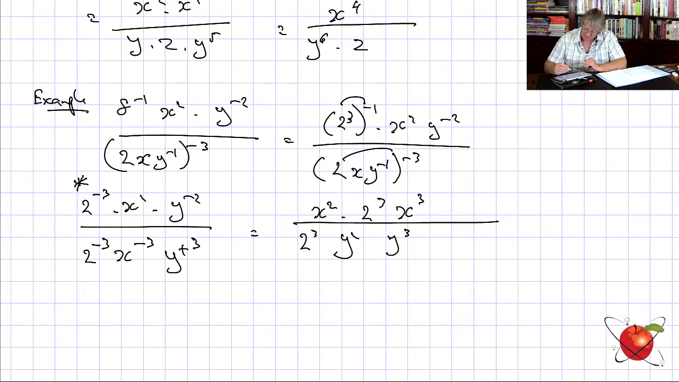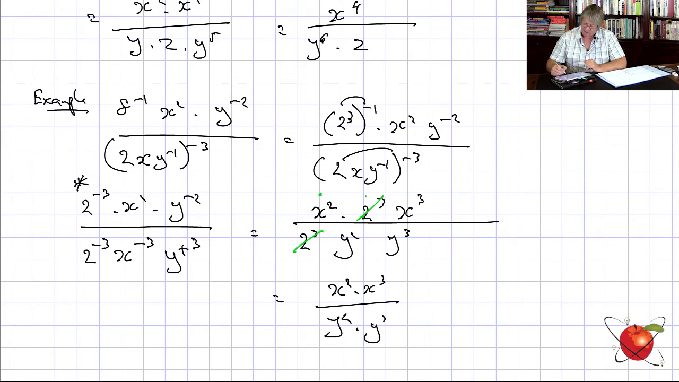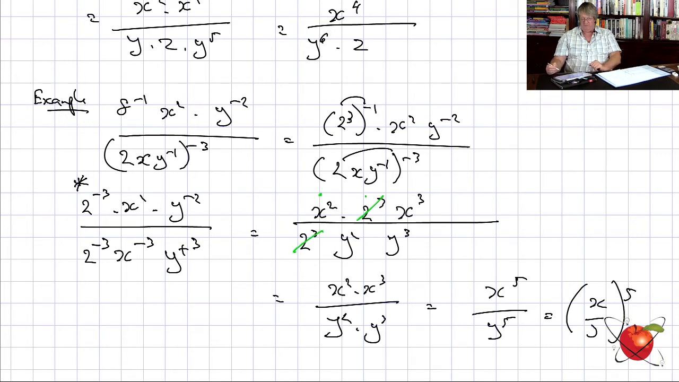Let's cross cancel. X squared, no, nothing underneath. 2 cubed, yes, with it. X cubed, no, nothing underneath. The net result is we're ending up on top with x squared, x cubed, over y squared times y cubed, which is x to the 5th over y to the 5th, which you could rewrite as x over y all to the 5.